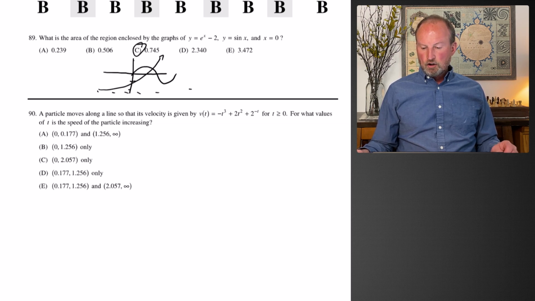You may have thought this also, but here's what I'm going to do. I'm going to type in my velocity equation into the graph. So I have negative x raised to the 3rd power plus 2x squared plus 2 raised to the negative x.